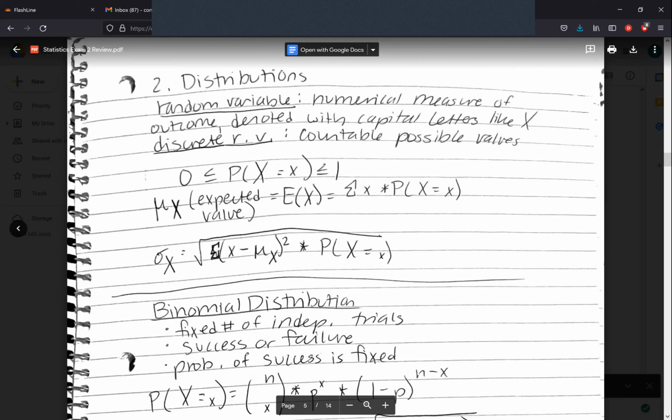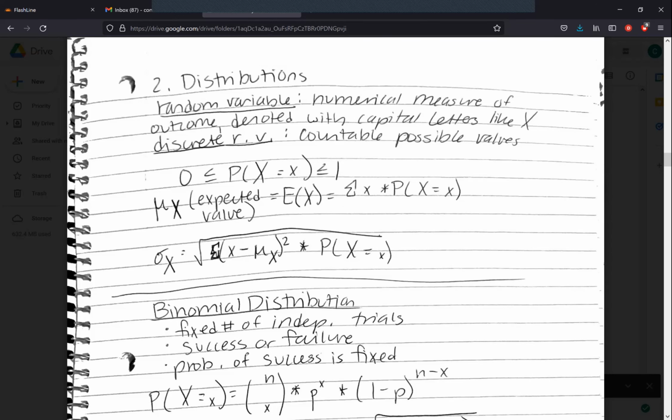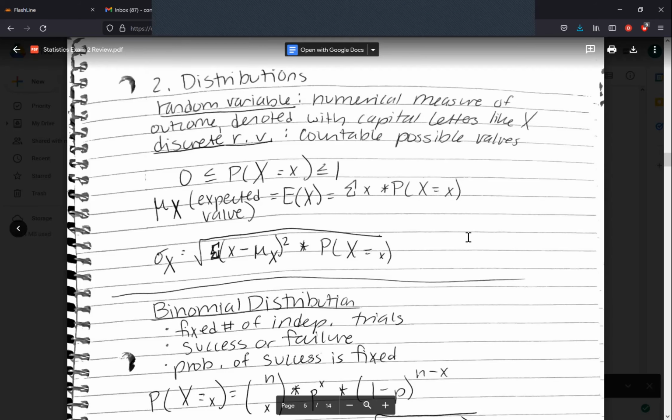Next are distributions. There are a few kinds of distributions, and you definitely need to understand those because they're critical for confidence intervals and hypothesis testing. Some basic concepts at the beginning. A random variable is a numerical measure of an outcome denoted with capital letters like capital X. And a discrete random variable has countable possible values. And these probabilities, again, have to be between 0 and 1, although they can be 0 or 1.